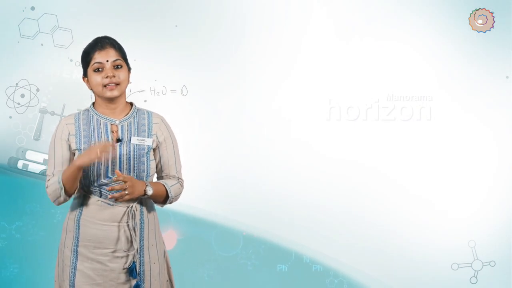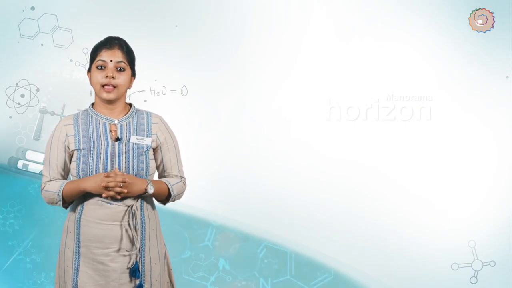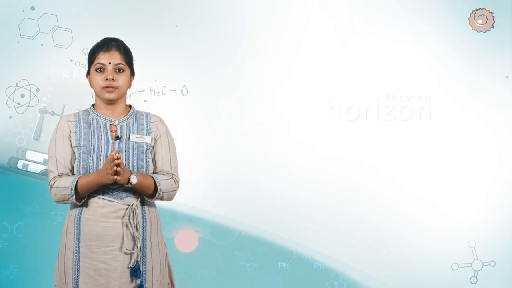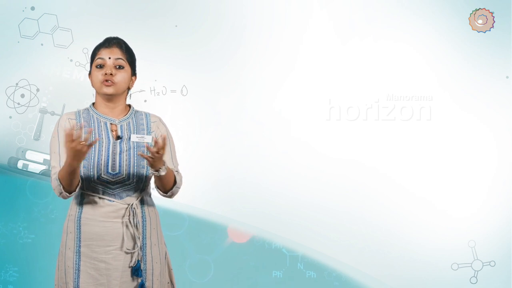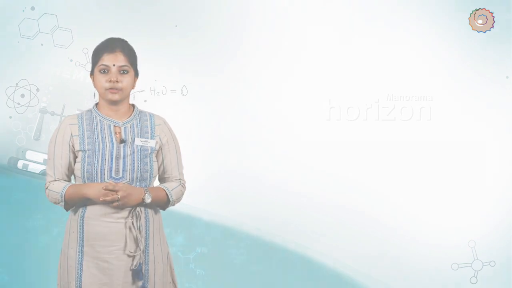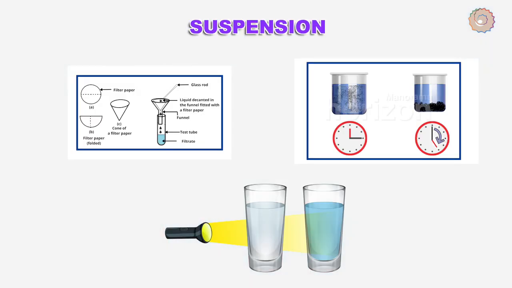Now let's see what suspensions are. A suspension is a heterogeneous mixture in which the solute particles do not dissolve but remain suspended throughout the bulk of the medium. For example, you take a solution of sand in water or a solution of chalk powder in water. These are all suspensions. So coming to the properties of suspensions, the particles here can be seen by the naked eye and the solute particles can be separated by filtration. The solute particles will settle down when the solution is left undisturbed, which means the solution is unstable, and the particles scatter a beam of light passing through it and the path of light is visible in the solution.